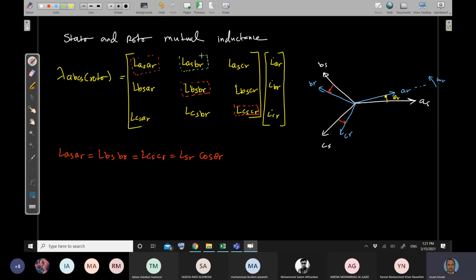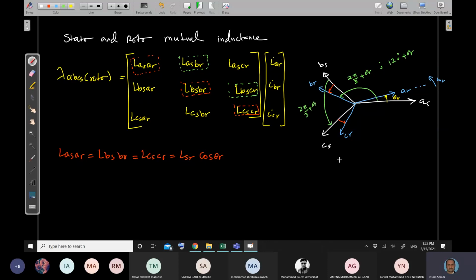Now let's see, what about this one? The angle between AS and BR is equal to what? 120 plus theta R. So this is the angle, which is 2 pi over 3 plus theta R, or in degrees it will be 120 degrees plus theta R. Now, what about the angle between BS and CR? The same, 2 pi over 3 plus theta R.